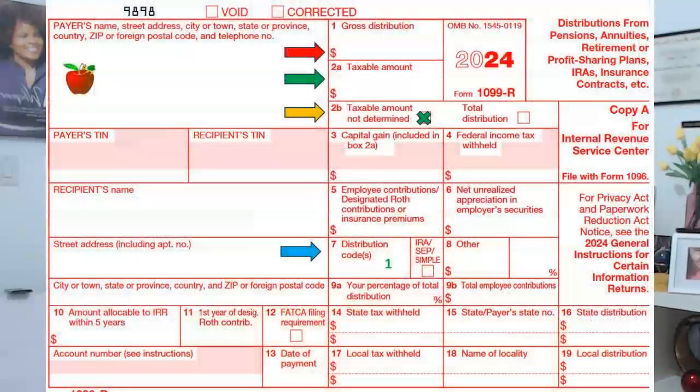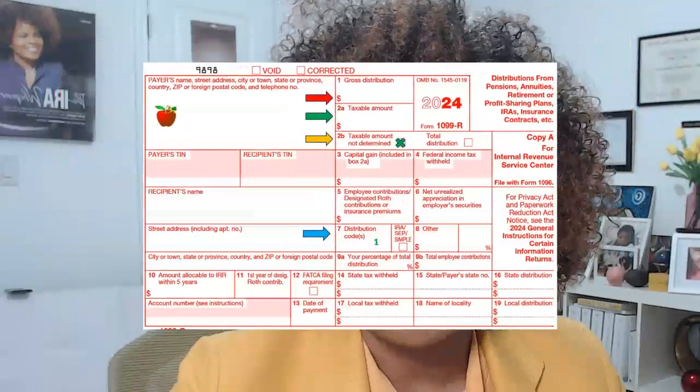Code 1 means that as far as the IRA custodian knows, this pre-59.5 distribution is subject to the 10% early distribution penalty. It is then up to the tax preparer to file IRS Form 5329 to override that code 1.